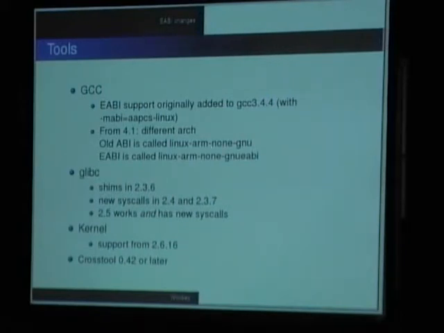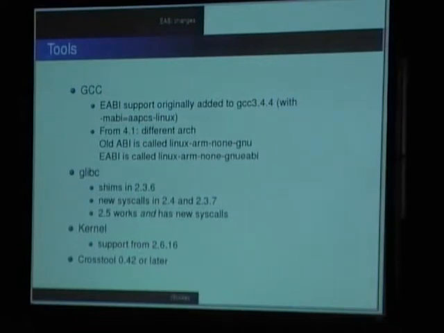3.4.4 was the first thing that would do this, but the mechanism changed between GCC 3 and GCC 4. It was just an option saying build it like this. It later became a different GNU architecture. So it used to be Linux ARM GNU, now it's Linux ARM GNU EABI.